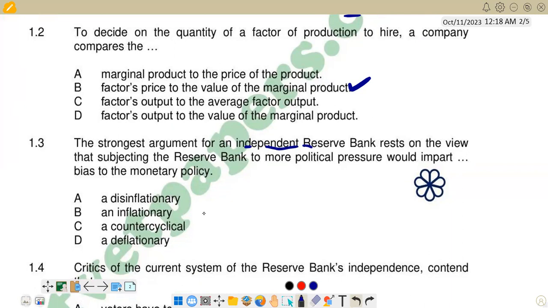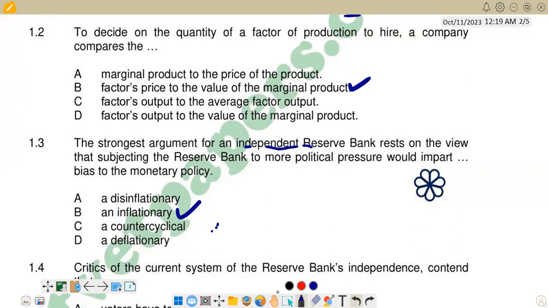Then we've got a counter-cyclical bias. A counter-cyclical bias is any factor that is going to cause a negative effect in the economy. Let's take, for example, unemployment can cause a negative effect in the economy. So that's a counter-cyclical bias. Then we have a deflationary bias. When we've got a deflationary bias, it means at the end of the day, we are going to see a decline or a decrease in the general price levels. So basically, the most appropriate there becomes an inflationary bias. So B is our response for 1.3.